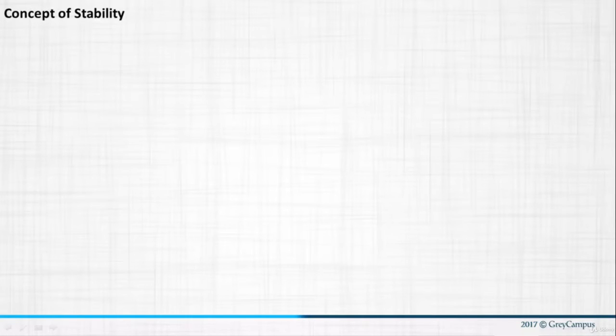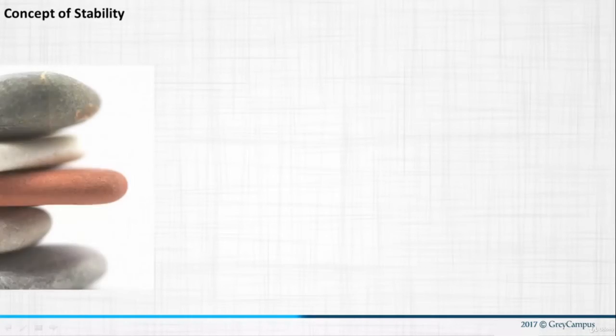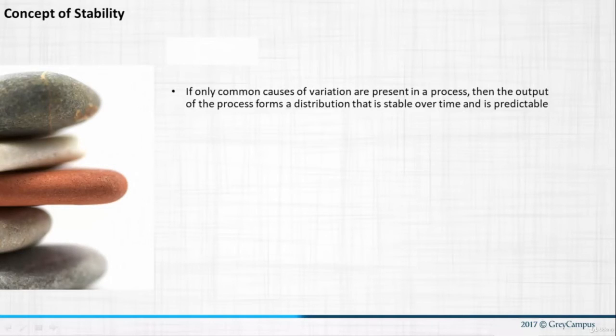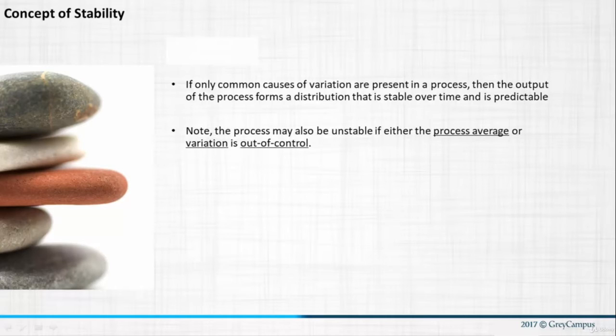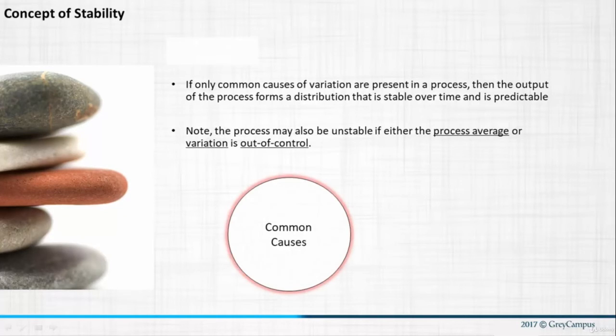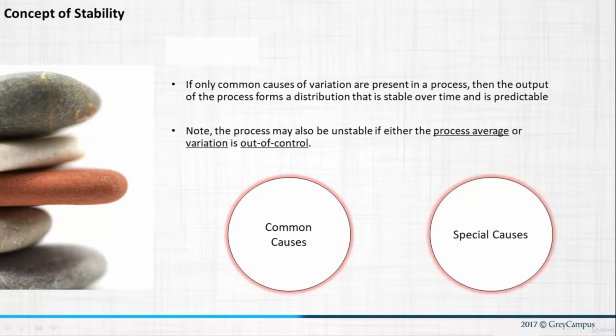Stability is a major concept within Six Sigma because it is how the process performs over time. We want to make sure that it is predictable over time and not out of control. There are two types of variation that will cause a process to perform out of control: common causes and special causes. Common causes are that natural flux of variation that always exists. Special causes are something that is assignable, something special, out of the ordinary.